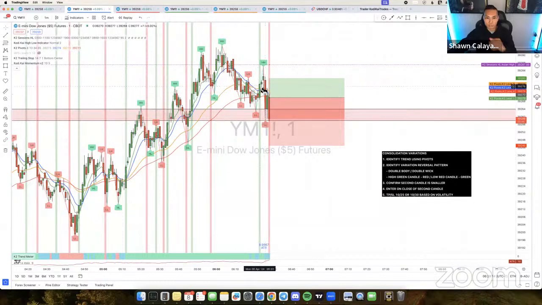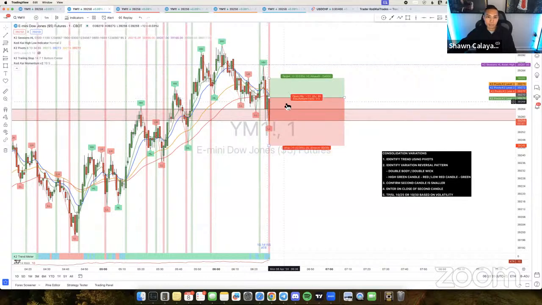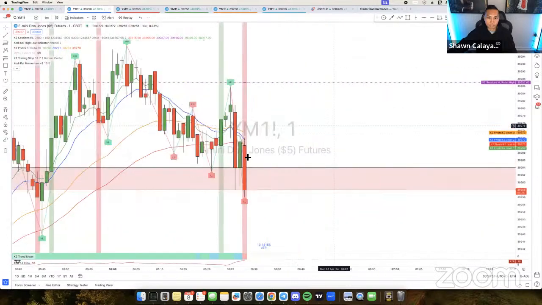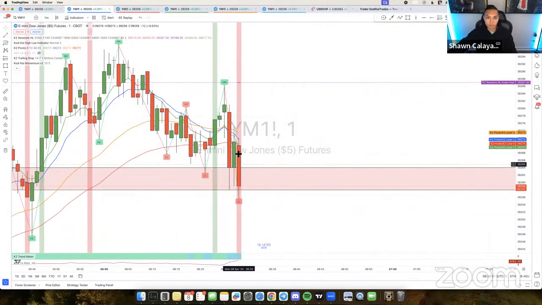We'd be looking for either a double body, double wick with the second candle being smaller, or if you're looking for a buy here, it would be a low with a red candle followed by an opposite color, which would be green, of course, and you'd be taking the buy there. But I wouldn't take this here pre-market. I just want to show you guys an example of what we're looking for. So that's kind of what we look for right there.